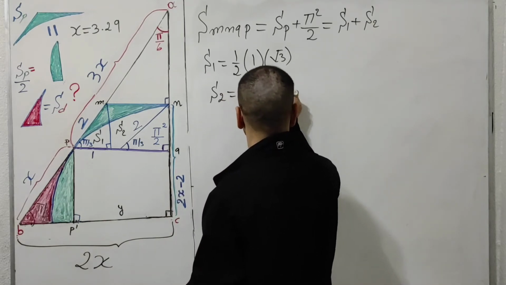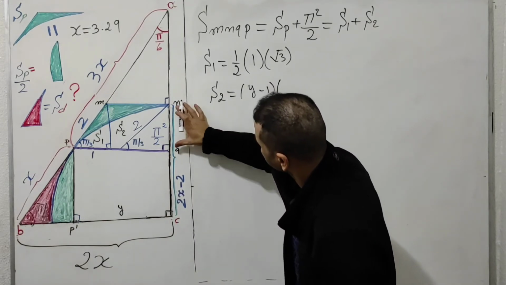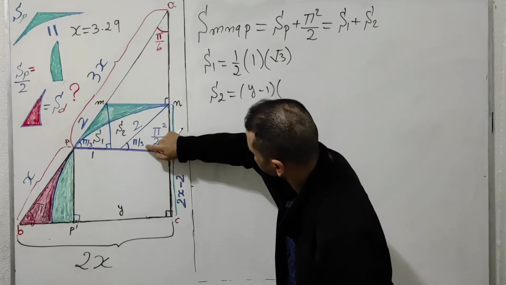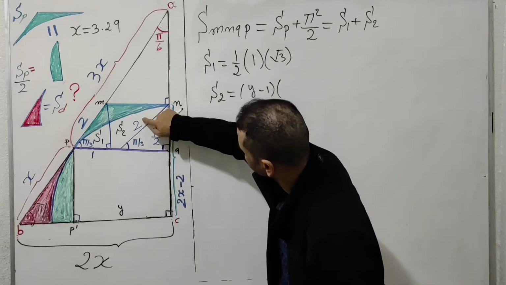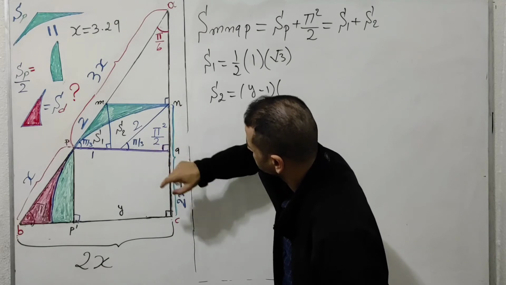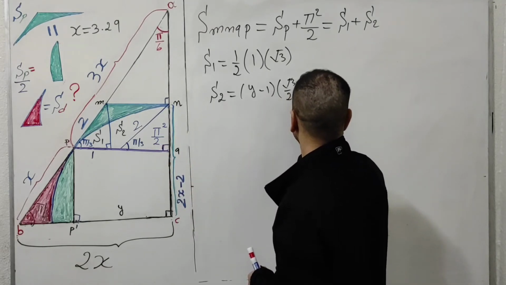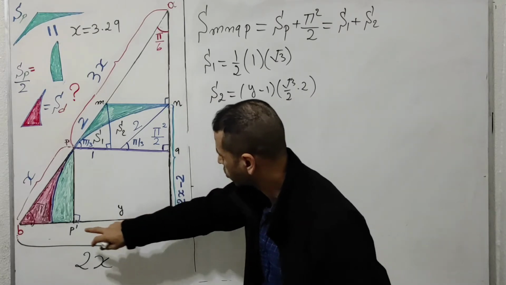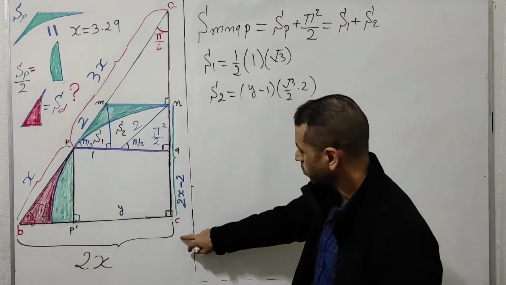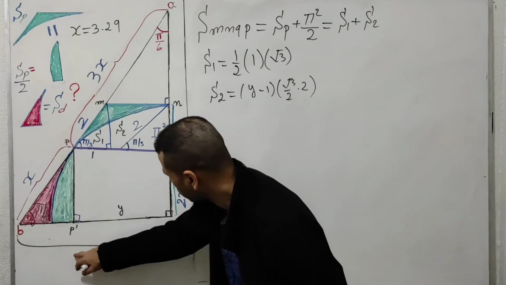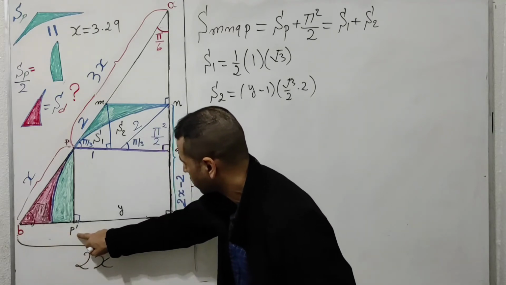Y minus 1 is multiplied by this side length. This side length, equal to sine pi over 3, is multiplied by 2. Sine pi over 3 is square root of 3 over 2, which is multiplied by 2. Okay, y equals this distance, the full size of this segment, which is 2x, minus this distance.